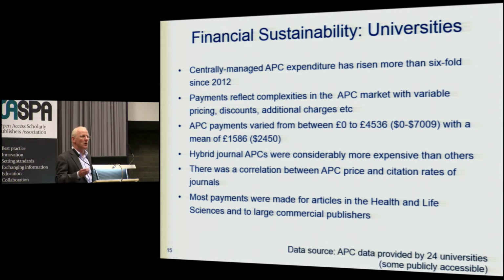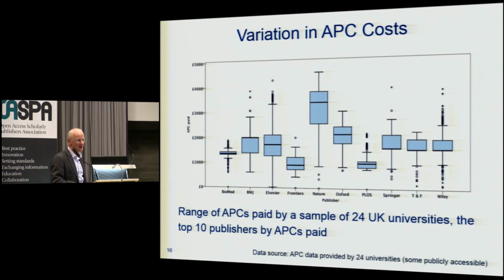Hybrid journals were consistently and considerably more expensive than fully gold OA journals. But we did notice, and once again, this correlates with what Salvatore was saying, that there is a correlation between APC price and quality measured by citation rates. How you interpret that is another matter, but that correlation is there. And once again, we see a domination of health and life sciences in terms of take-up.